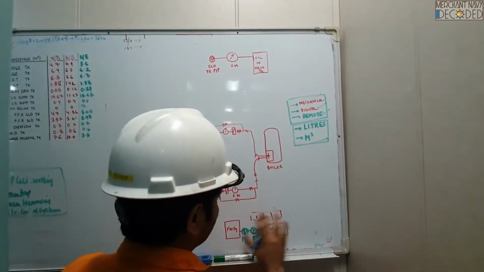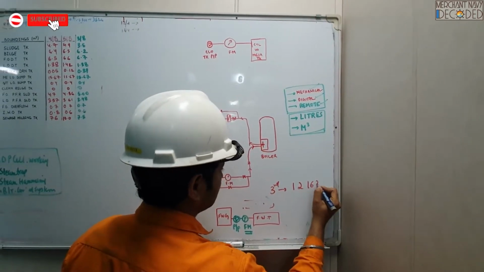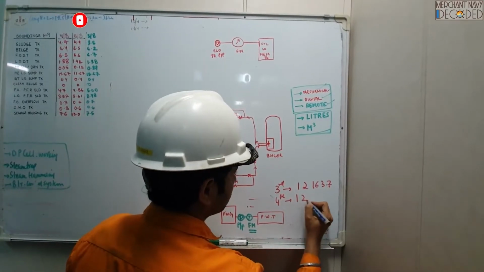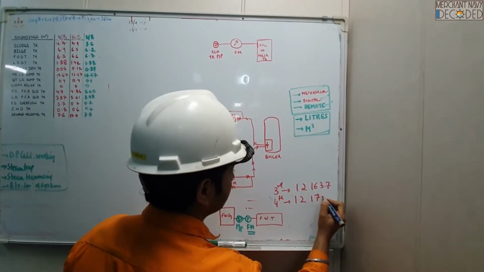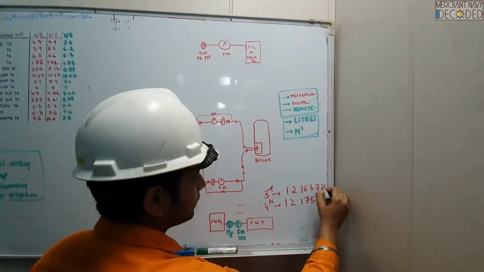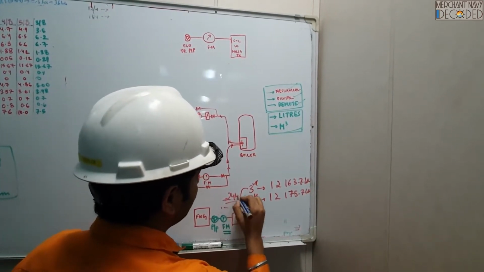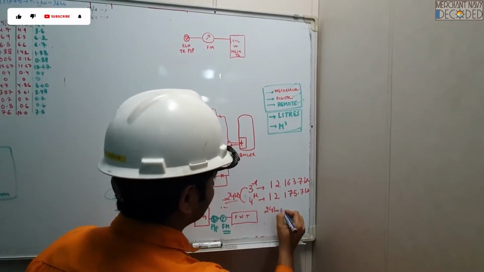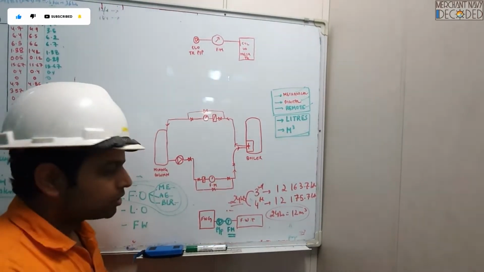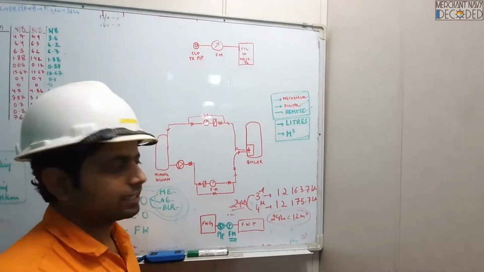And suppose on 3rd July the value was 12163.7. On 4th July the reading was 12175.7, and at the end it is mentioned liters. So in these 24 hours, how much water have we produced? It is 24 hours we have produced. This minus this, around 12 meter cube of water has been produced. Copy it, guys. So this is how we know how much water has been produced by my freshwater generator.